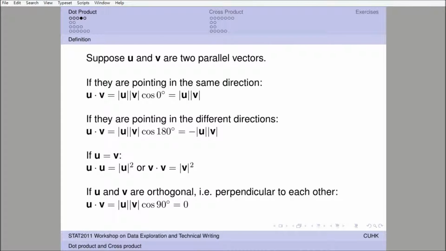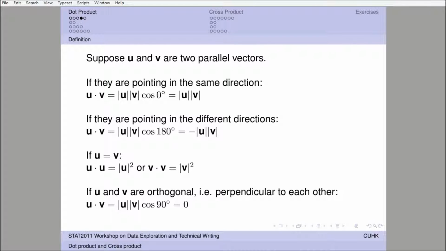For some special cases, for instance, the vectors u and v are parallel. If they are pointed in the same direction, u dot v is simply the product of the magnitudes. If they are in opposite directions, u dot v becomes negative of the product of magnitudes. In particular, if vectors u and v are the same, then we have u dot u equals to the square of its magnitude. Similarly, v dot v equals to the square of its magnitude too.